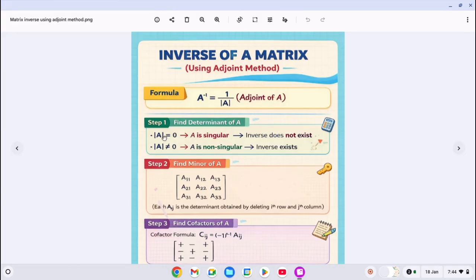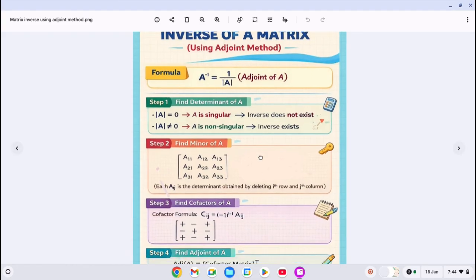If you find the determinant of A, we can arrive at two cases. If it is equal to 0, we can say that it is a singular matrix, and here the inverse does not exist and we can end the sum. If determinant of A is not equal to 0, we can call this matrix a non-singular matrix. In this case, the inverse exists. Then we can go for the next step.